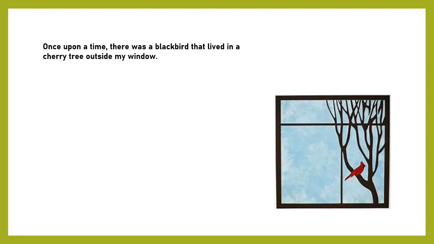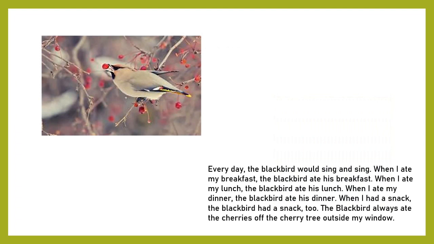Let's just begin. Once upon a time, there was a black bird that lived in a cherry tree outside my window. So tell me, what is the color of the bird? It's black. And where does the bird live? It lived on the cherry tree, which is located outside the author's window.